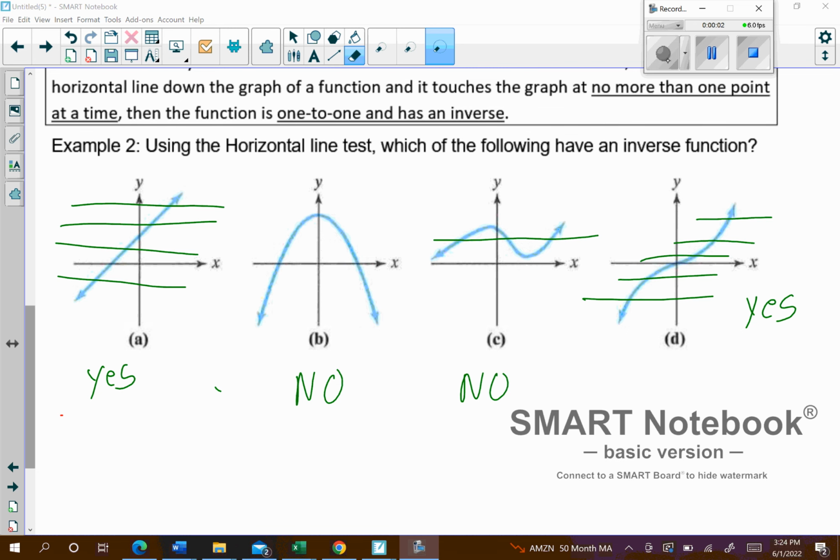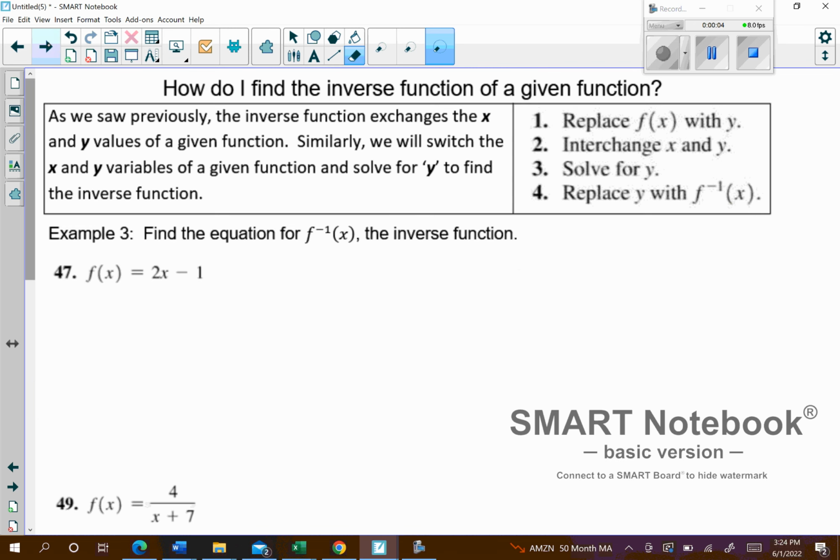Okay, so here's part two. We just kind of finished the basics. And so now what we're going to do is, how do you find the inverse function of a given function? So that's what we're going to do here.